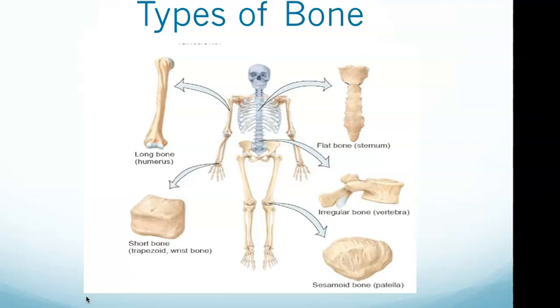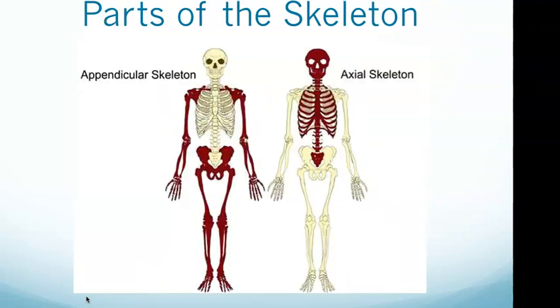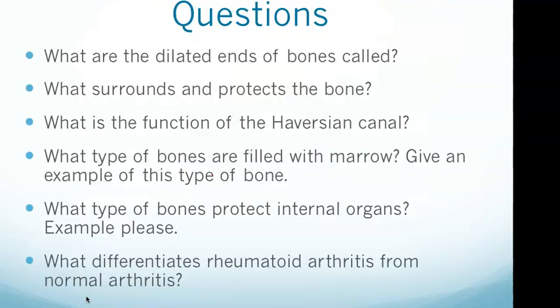Flat bones, as we go up again to the top of the screen, now on the right hand side. Flat bones provide protection to internal organs, and examples include the sternum, the ribs, and the pelvis. And I believe that was also one of our questions. If we go down to bullet point 5, what type of bones protect our internal organs? There we go, flat bones. Examples: ribs, pelvis, sternum.